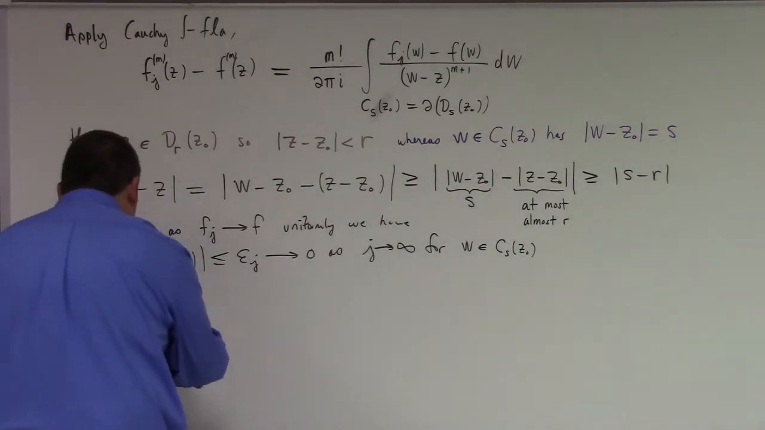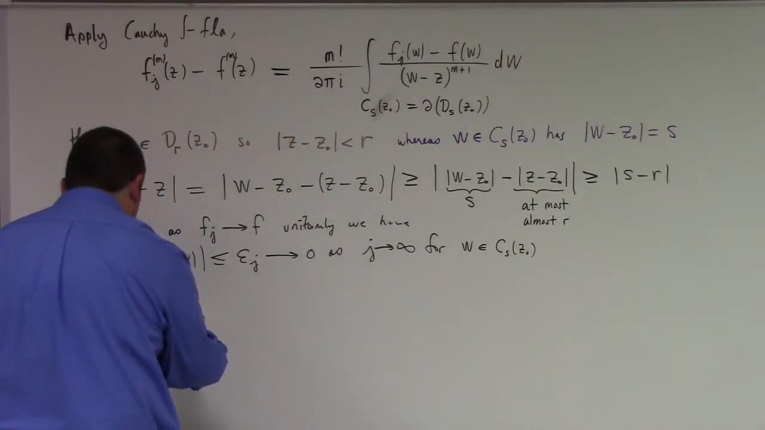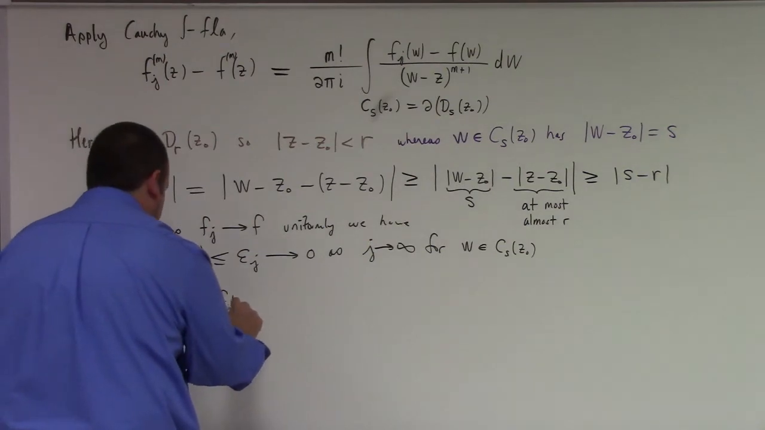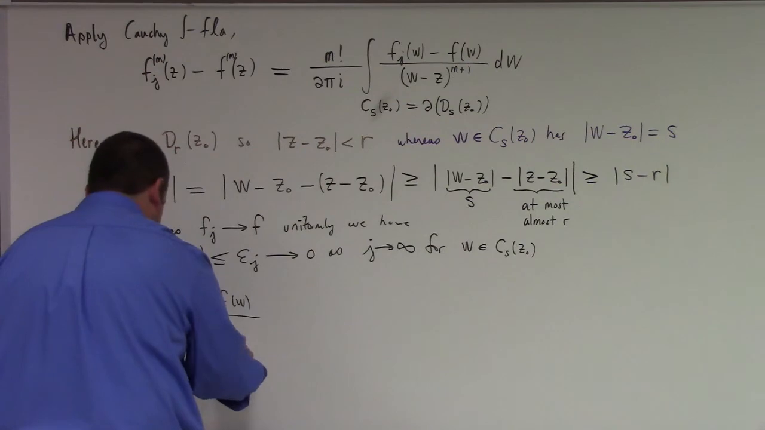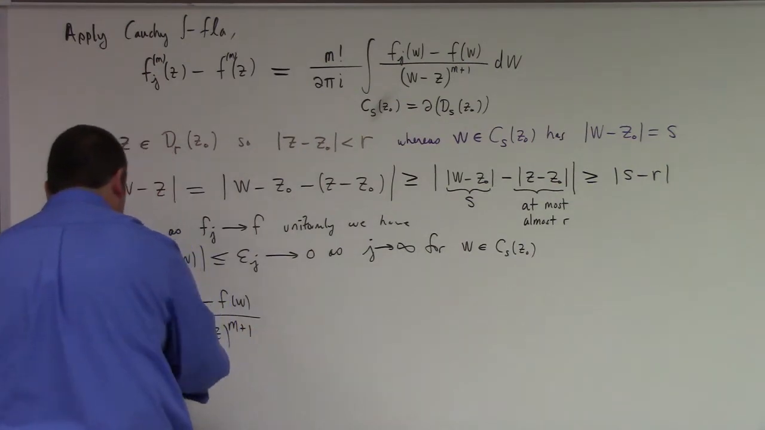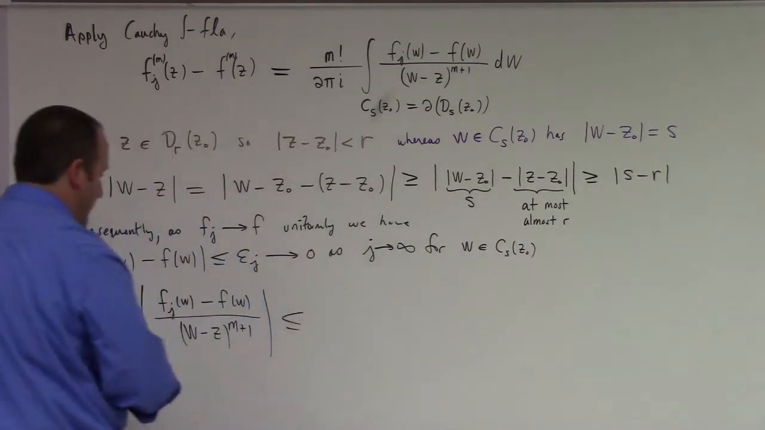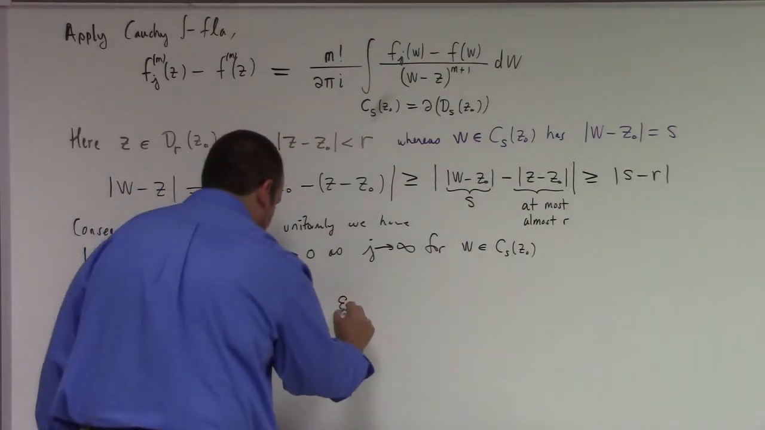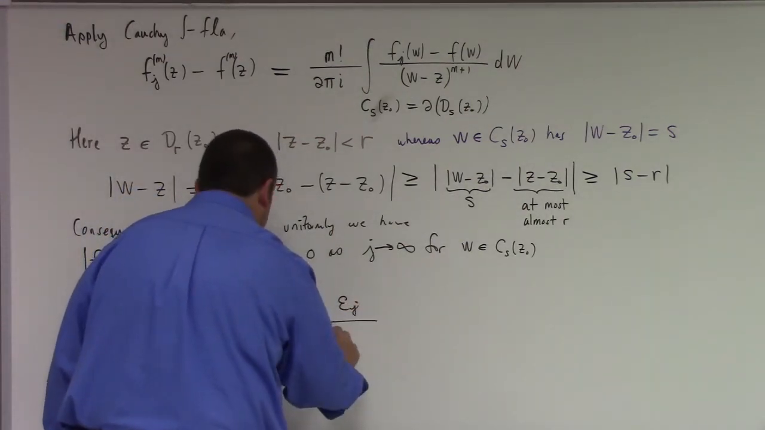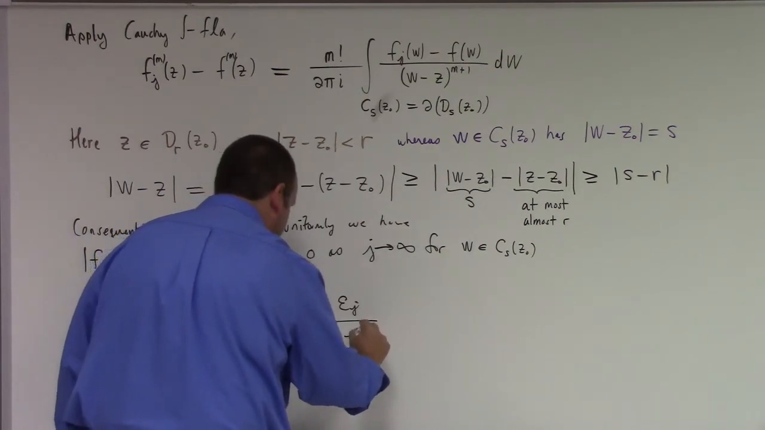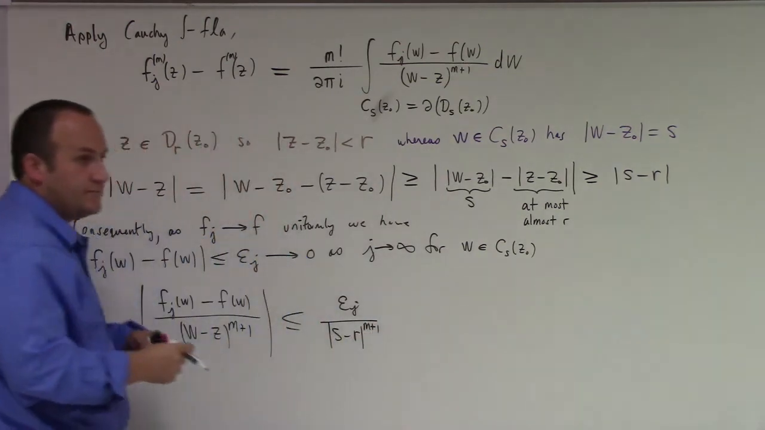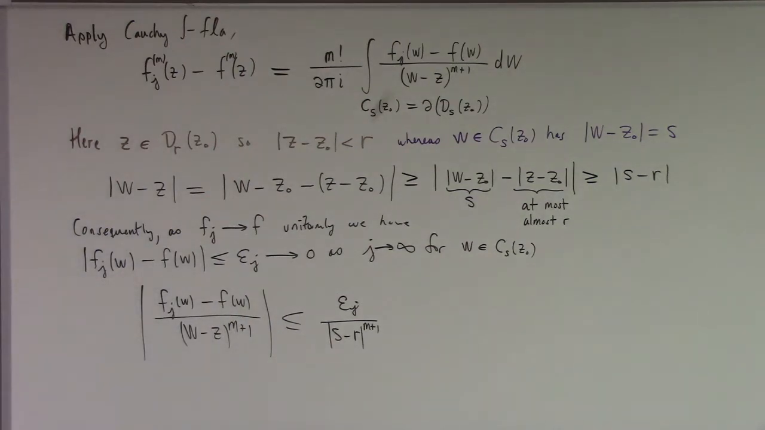So we got the Fj of w minus f of w divided by w minus z to the m plus 1. So let's use what we just figured out. What's that less than or equal to? Well, it's less than or equal to epsilon sub j, right? Divided by, apparently, the absolute value of s minus r, to the m plus 1. So we've got this wonderful bound on the integrand that we got from the Cauchy integral formula.